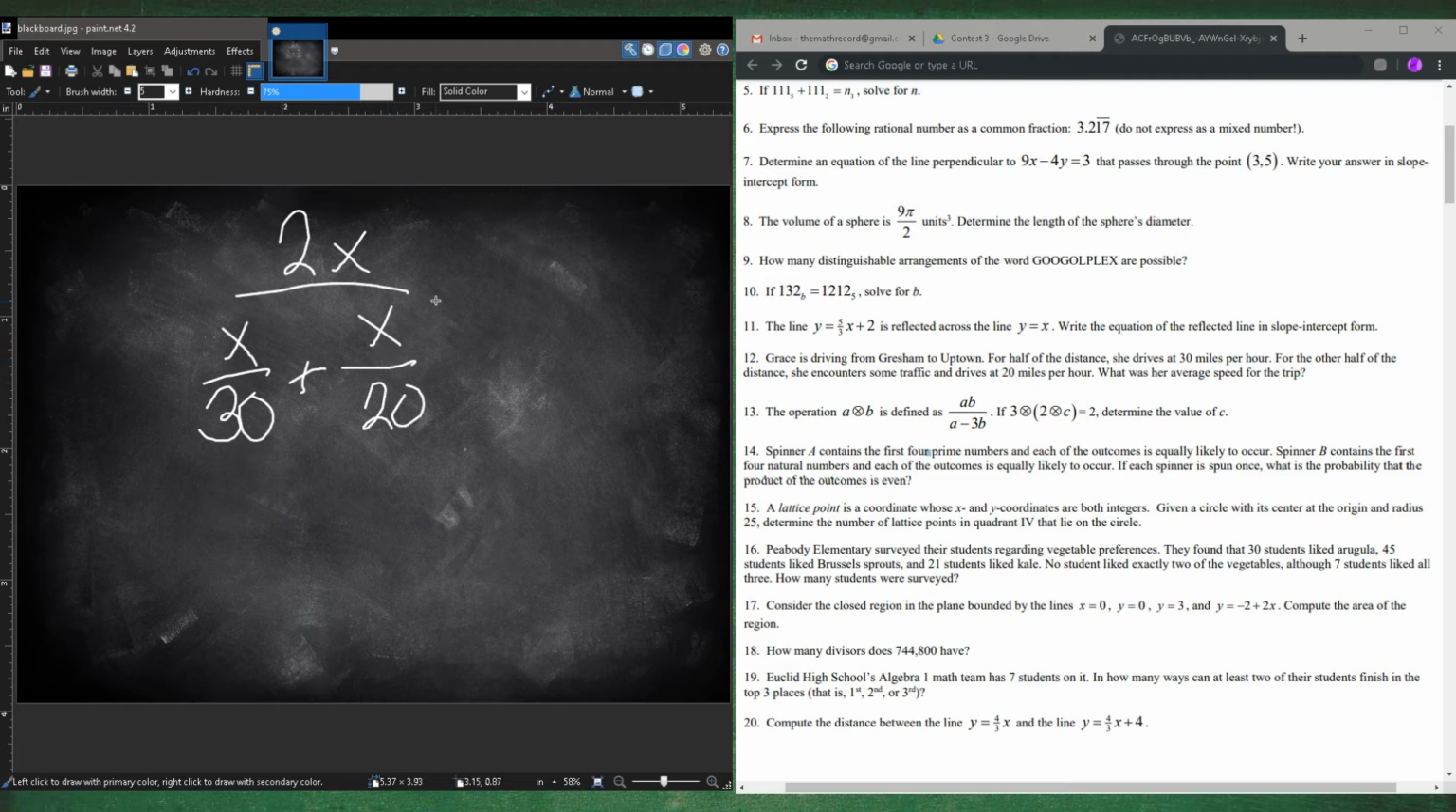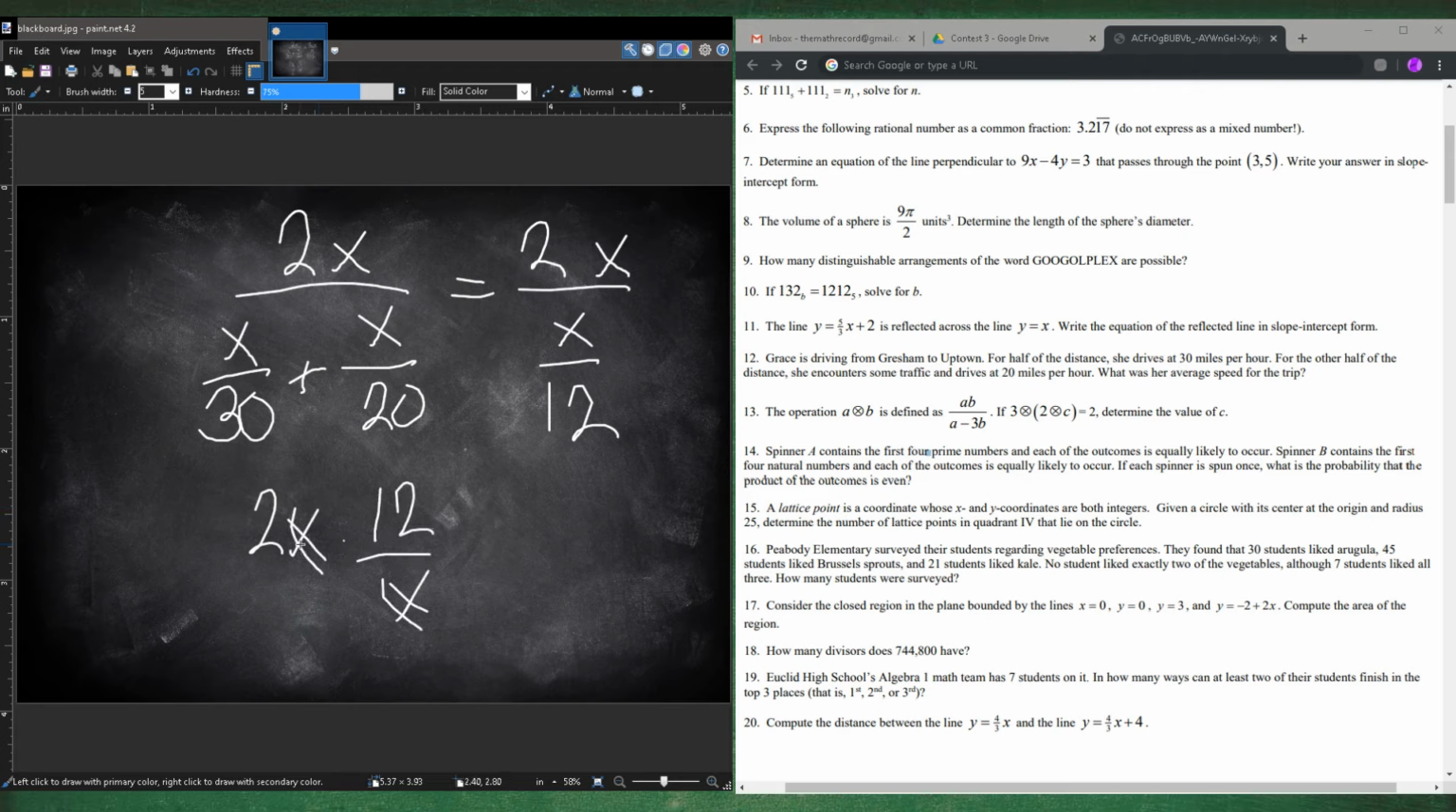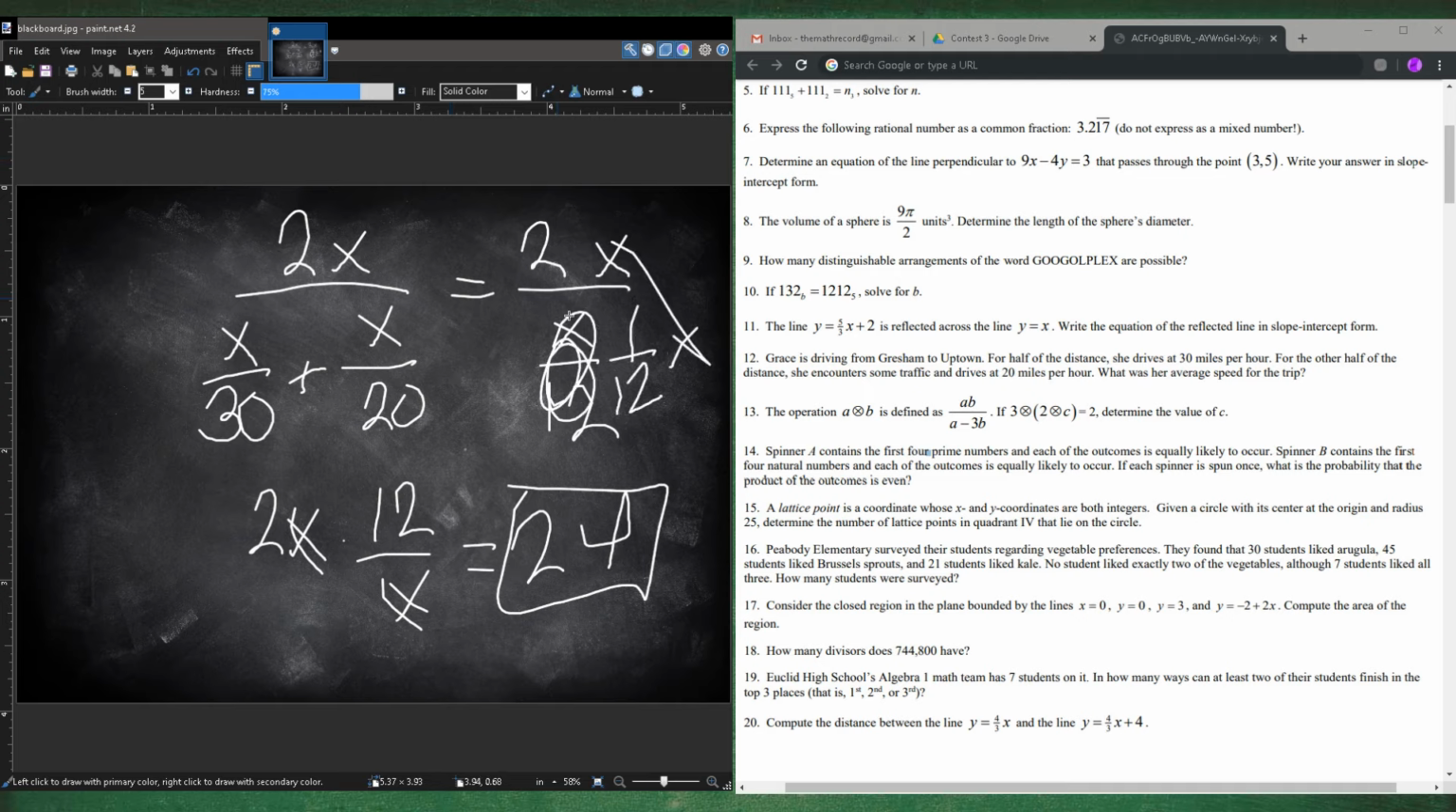So doing that together, you get 2x all over x divided by 30 plus x over 20, which is x over 12. So that is the same thing as 2x times 12 over x. So you cancel out the x, that gets 24. Basically, because technically this is the same thing as 1 over 12 times x, and you cancel out the x and it's just 24. So what's her average speed? Her average speed was 24.